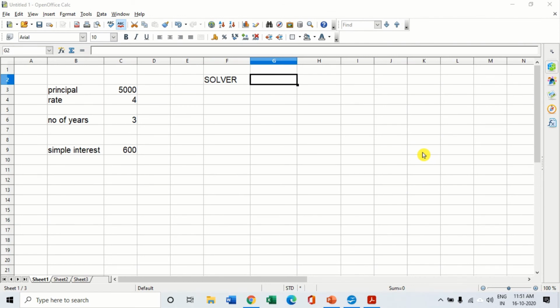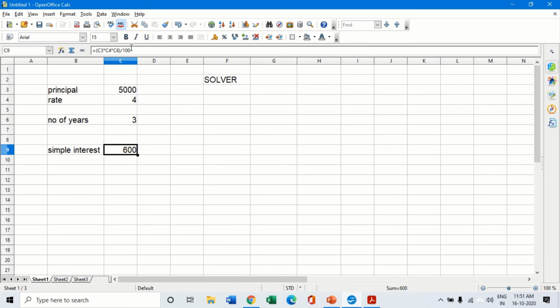Solver is just like goal seek, but the difference is that in goal seek we could change only one value and find the impact of that change on the goal which we have set. In case of a solver, we can not only set the goal but also give conditions on the basis of which the goal can be achieved. So let us understand solver. Here again we have the principal amount 5,000, the rate of interest is 4, number of years is 3 and simple interest is already calculated with the same formula.